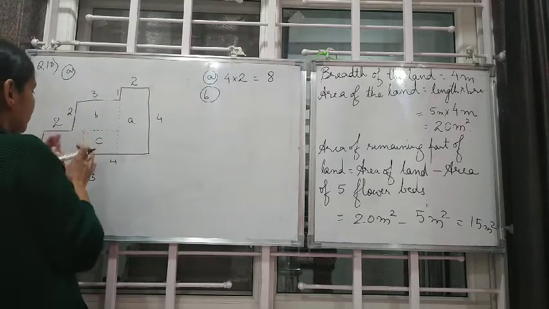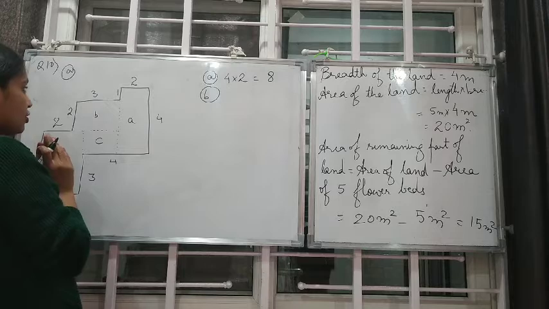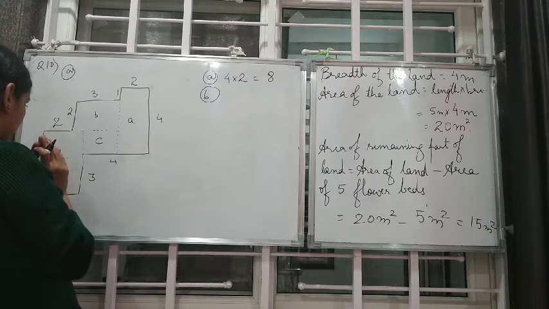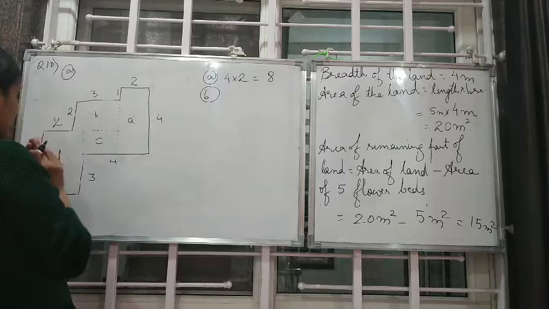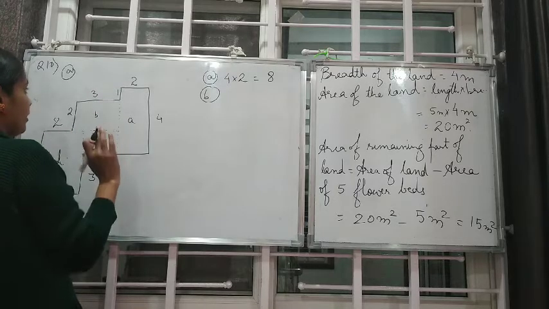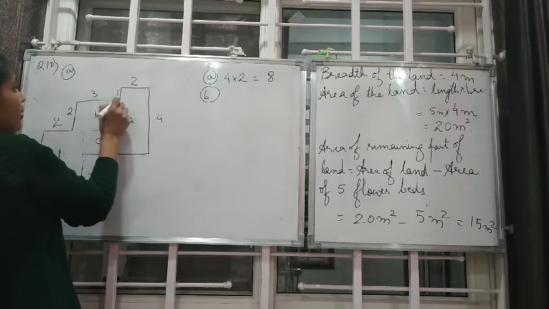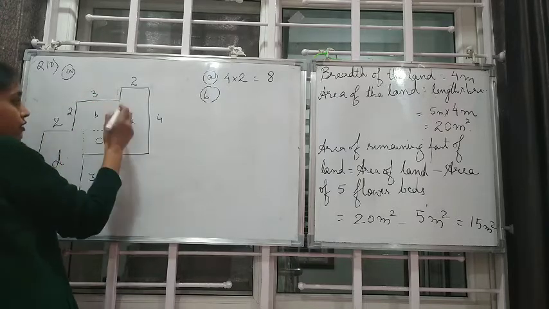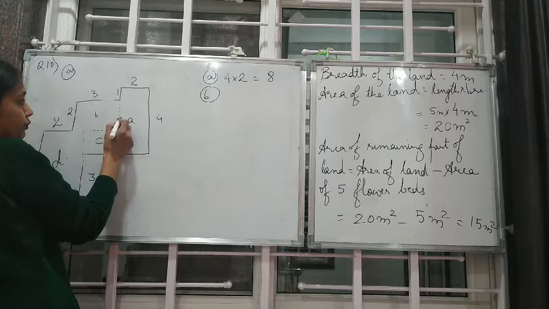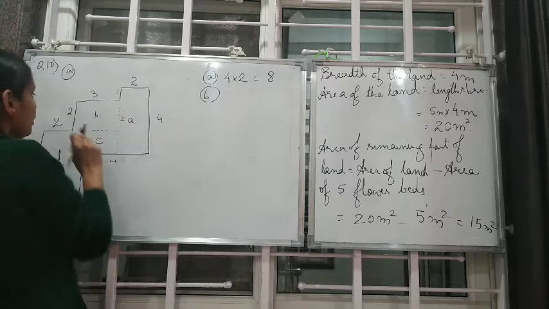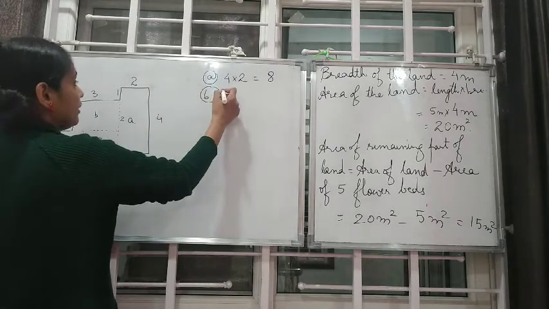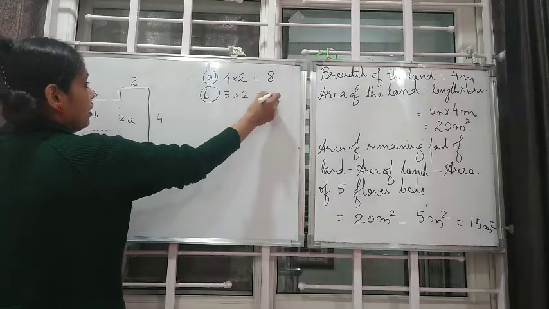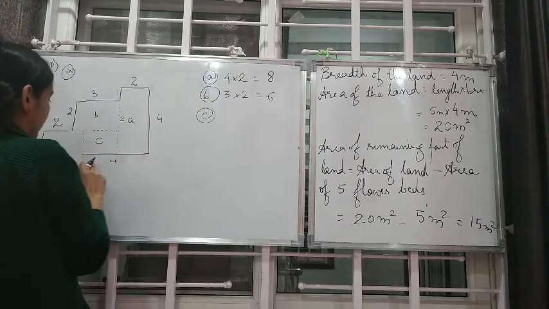Okay, my diagram is not exact, children. But I will try. Now this is 3. Length and breadth is 2 given. This is 2. So length into breadth, 3 2s are 6. Let's go to C.